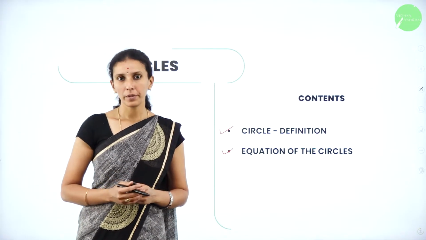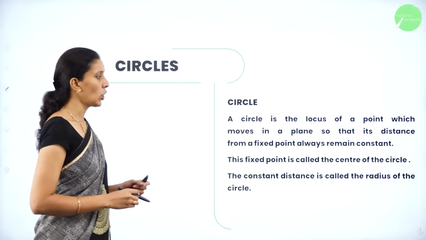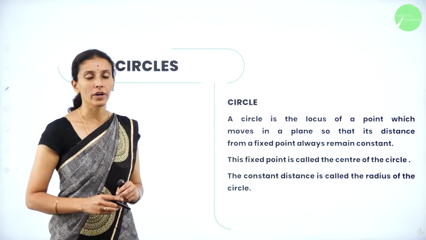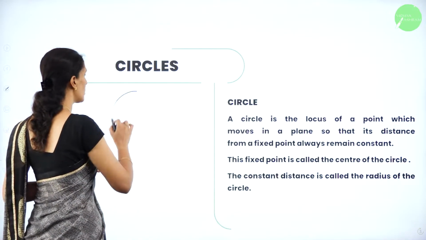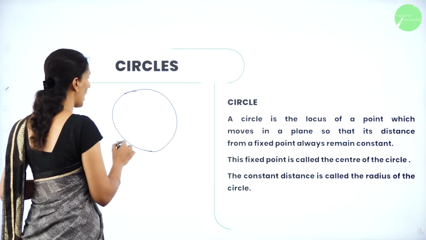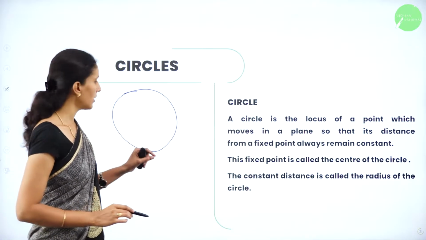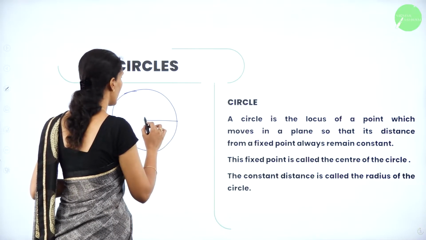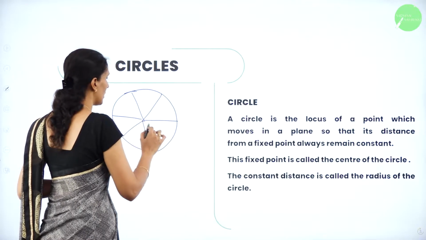So what do you mean by circle? A circle is the locus of a point which moves in a plane so that its distance from a fixed point always remains a constant. So a circle, as you know, is in this form and it is always a locus of a point from a fixed point so that its distance from anywhere on the circle is always constant.